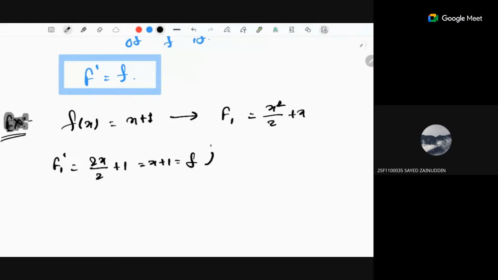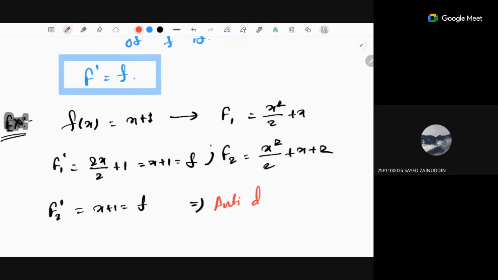But in place of this capital F1, you can also take x square by 2 plus x plus 2, right? Because again, if you compute F2 dash also, you will get x plus 1, which is your small f. So that means antiderivative is not unique related to a function. It can't be unique, right? So this means that antiderivative is not unique.